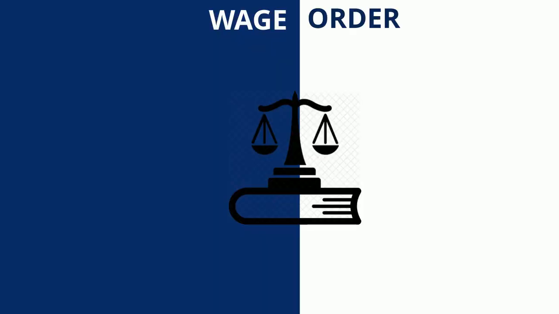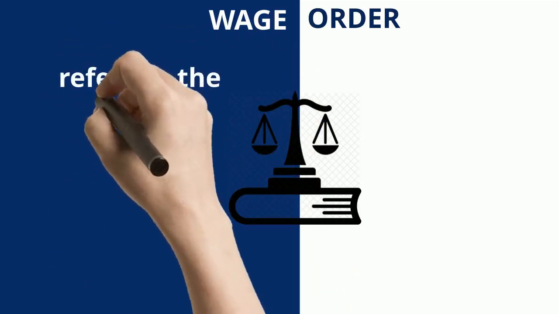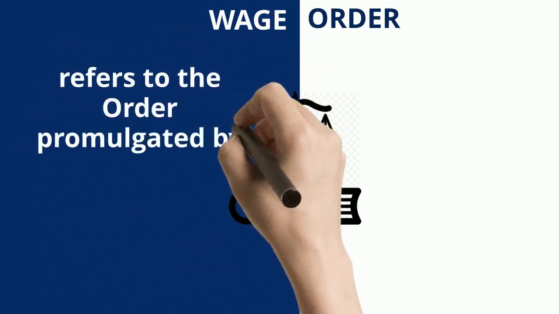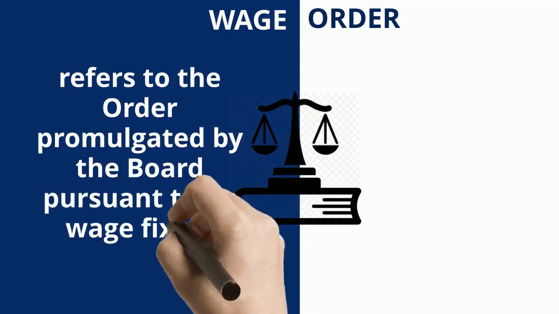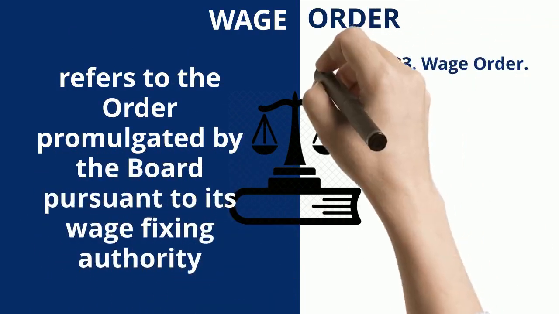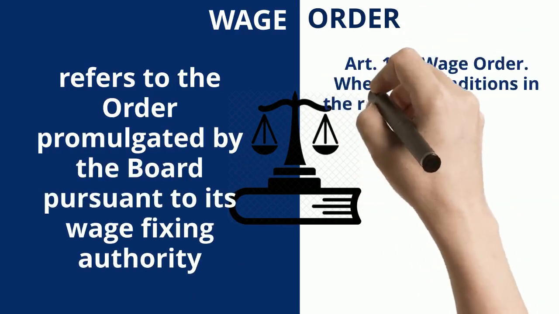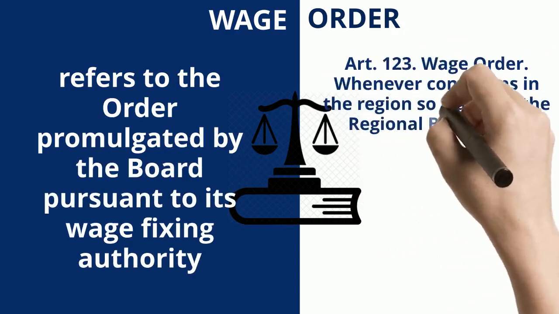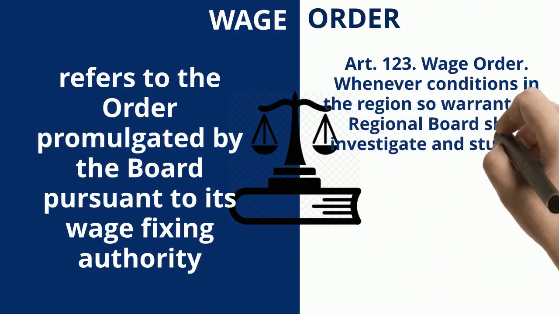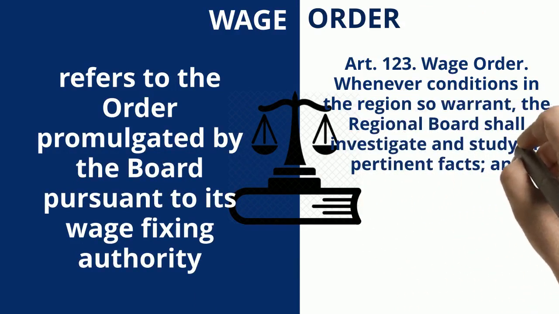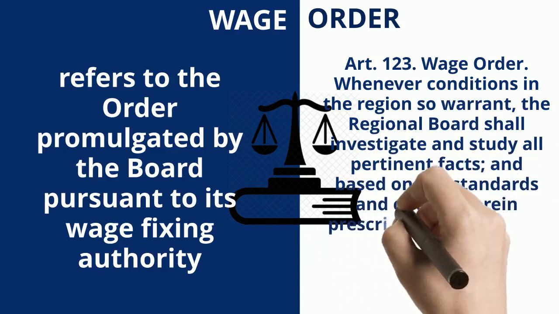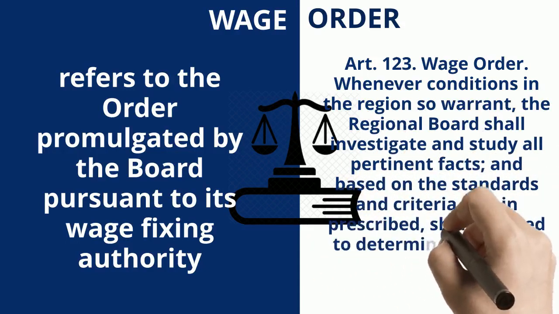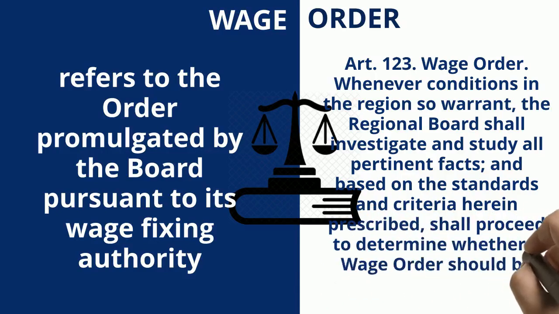Let us now define what a wage order is. Ordinarily, a wage order refers to the order promulgated by the board pursuant to its wage-fixing authority. And under the Labor Code, whenever conditions in the region so warrant, the regional board shall investigate and study all pertinent facts, and based on the standards and criteria herein prescribed, shall proceed to determine whether a wage order should be issued.